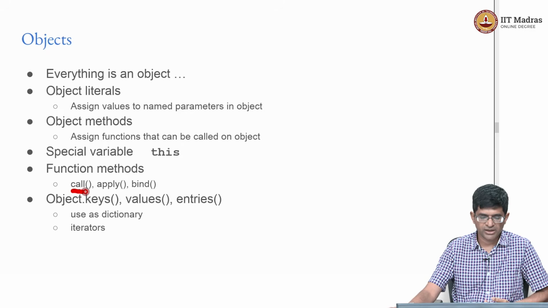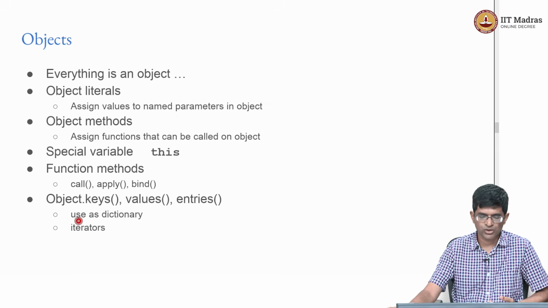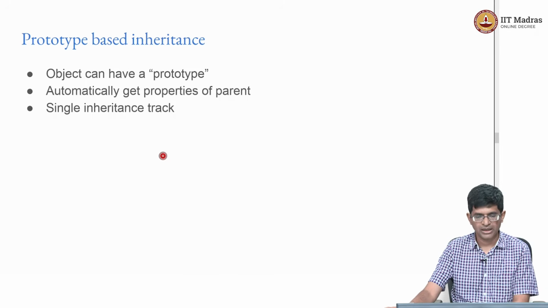There are also certain other functions like call, apply, bind, and so on, which are again interesting to know. They are sort of functions of functions, so to say. And as mentioned earlier, there are certain standard methods that belong to object, the parent class, like keys, values, entries, and so on. So you can use an object as a dictionary, and in this case, these things allow you to iterate through the values in the dictionary.